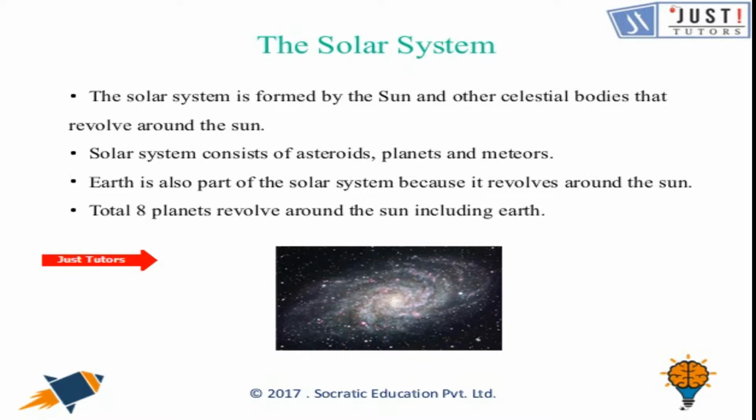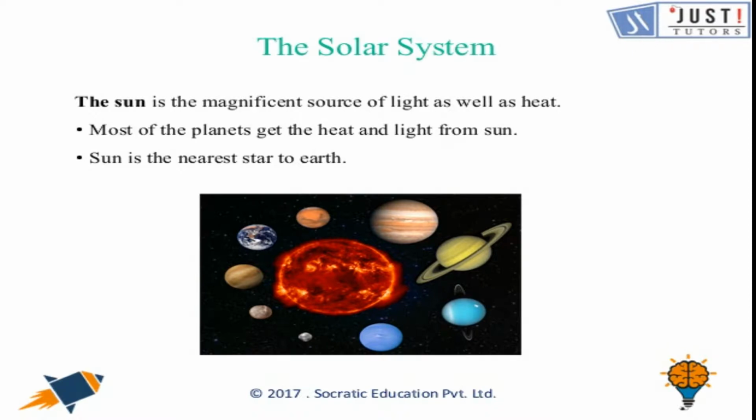Now let's move forward towards the next slide and let's talk about the sun. Well, the sun is the magnificent source of light as well as heat. The sun is by far the largest object in the solar system. Well, planets don't have their own light. They reflect the light falling on them, and their position keeps on changing because of their revolution around the sun.